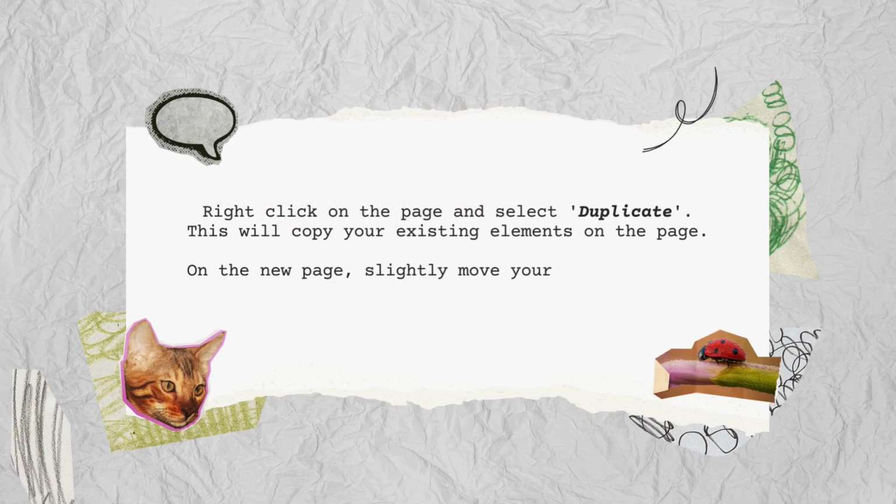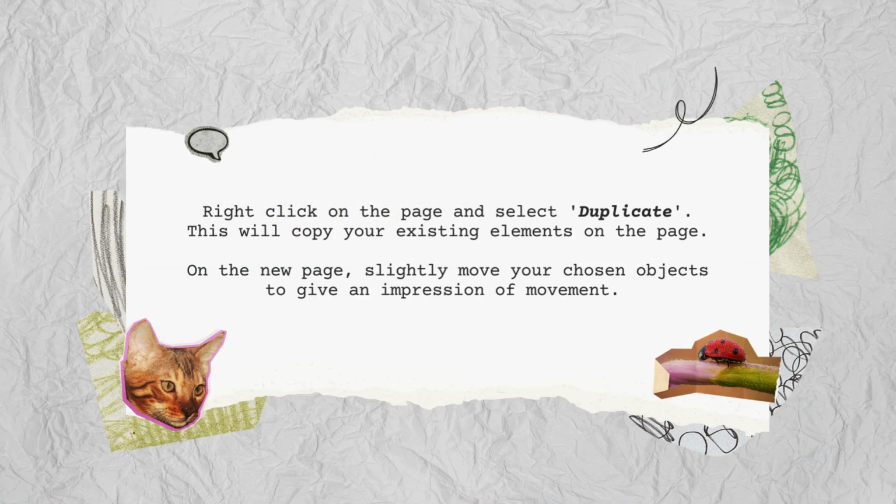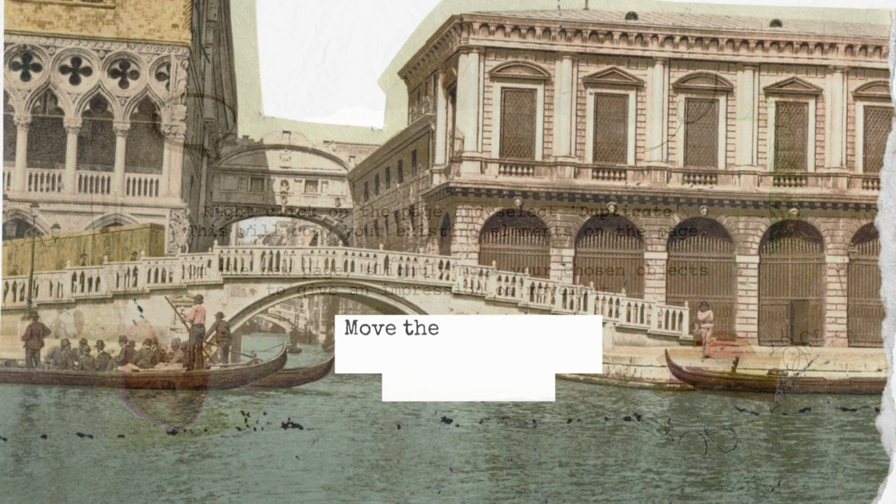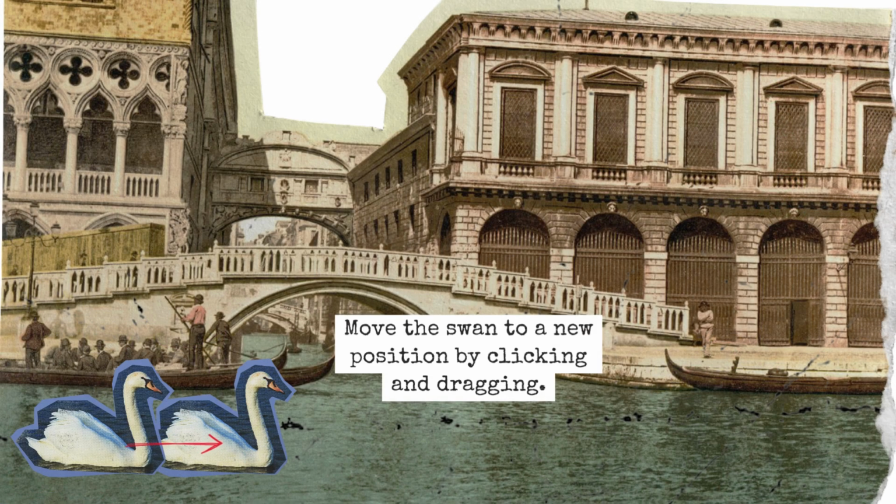Right-click on the page and select Duplicate. This will copy your existing elements on the page. On the new page, slightly move your chosen objects to give an impression of movement. Move the swan to a new position by clicking and dragging.